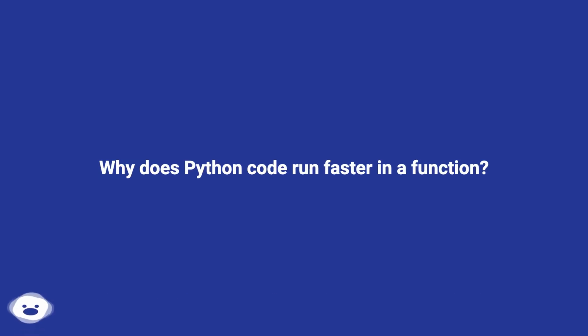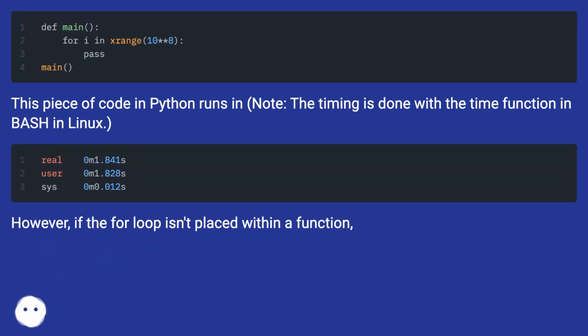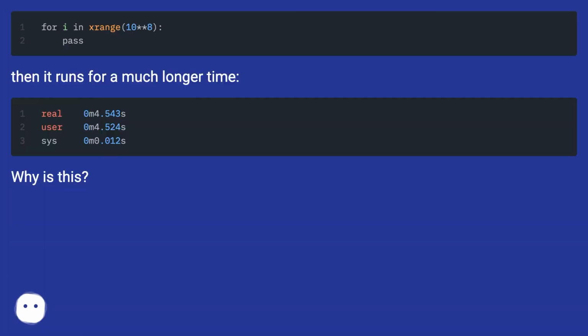Why does Python code run faster in a function? This piece of code in Python runs in, note, the timing is done with the time function in Bash in Linux. However, if the for loop isn't placed within a function, then it runs for a much longer time. Why is this?